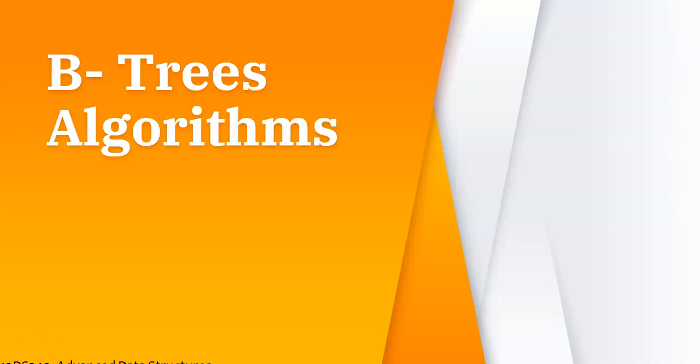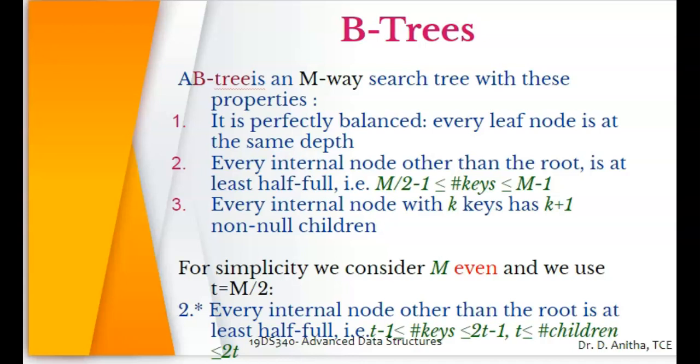This video talks about the deletion operation in B trees. Before getting into it, we shall see the basic characteristics of a B tree. As we know, a B tree is an M-way search tree with these properties.